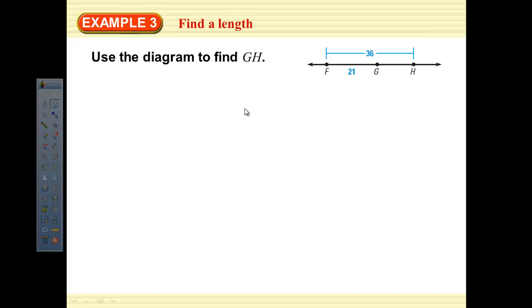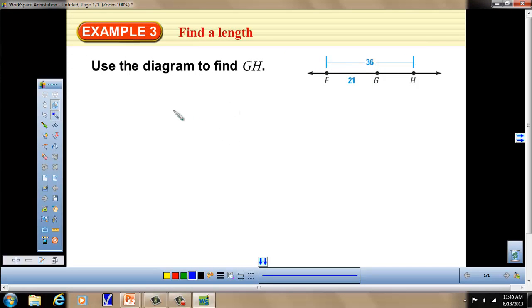We're going to look now at the segment addition postulate once again. We're going to use it to find the length GH. Now you notice the whole length here is FH, which is 36, and we have FG, which is 21. Therefore, it's pretty easy to find GH just using the segment addition postulate, which tells us that the whole length, FH, is equal to the two smaller lengths, FG and GH, added together.